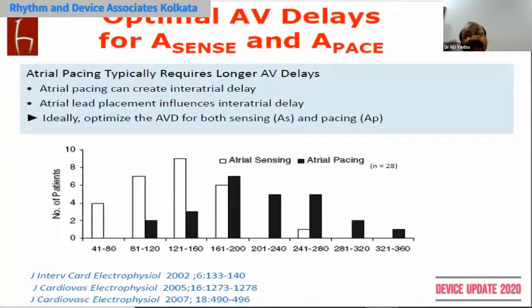So left atrial depolarization occurs late, and so left atrial contraction occurs late. Here your paced AV interval should also be longer as compared to the sensed AV interval. So in that case, AV interval should be longer.